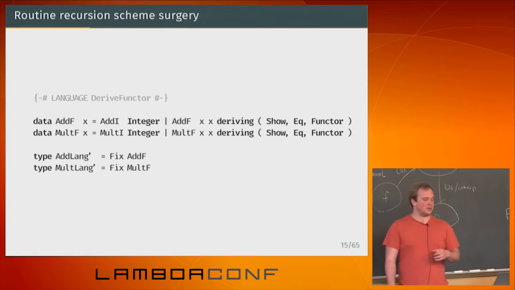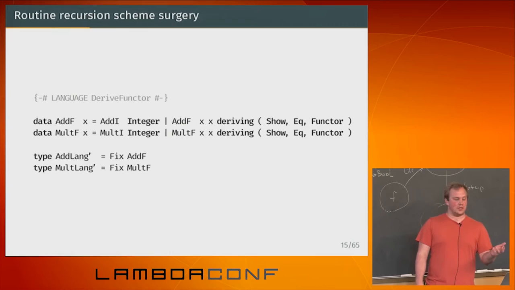These are pretty much identical to the type constructors that existed when we wrote the ASTs out concretely, but they have a type parameter instead of actually declaring them recursively. And then if we hit those with fix, we get the add lang and the multiplication language just back the way we had them before.